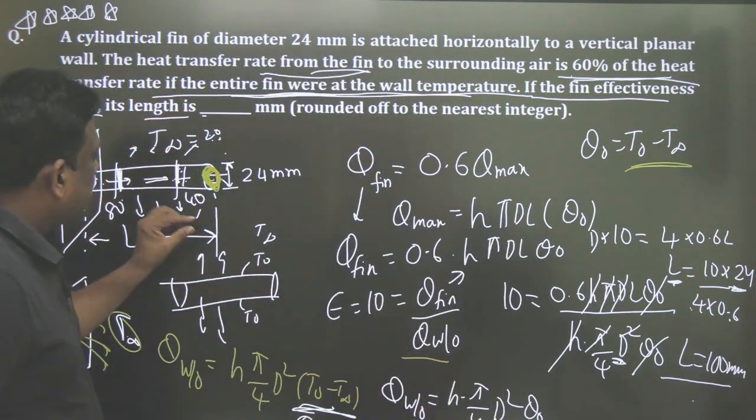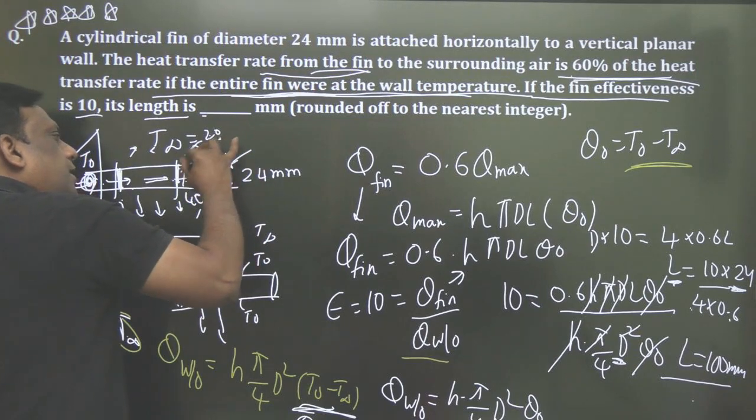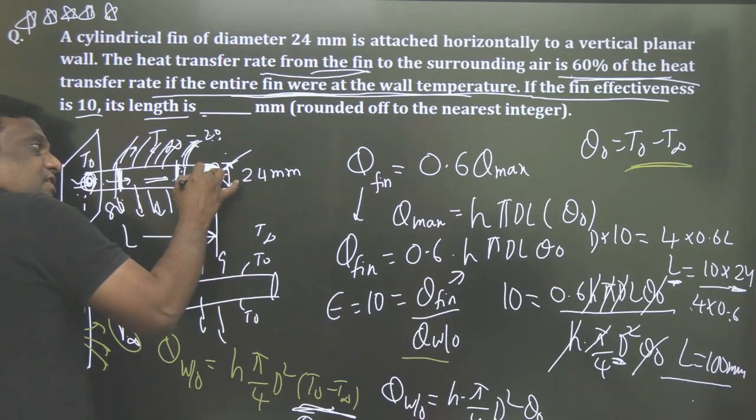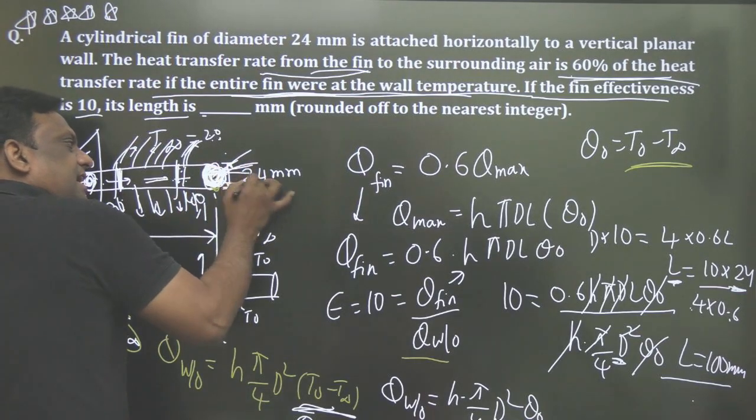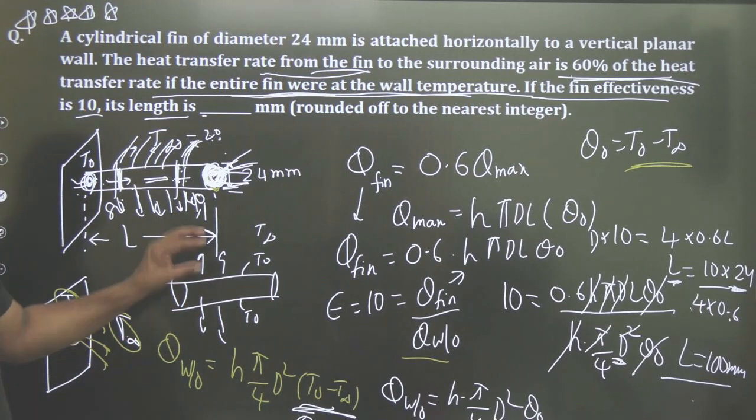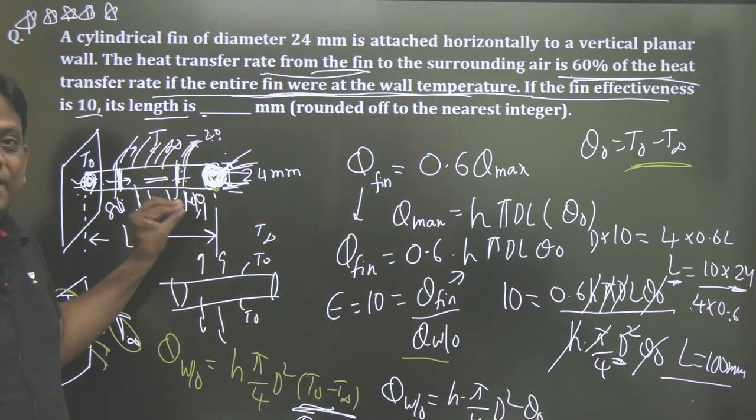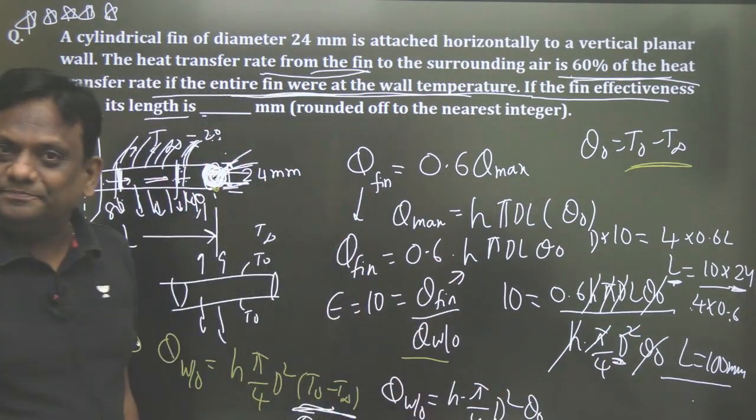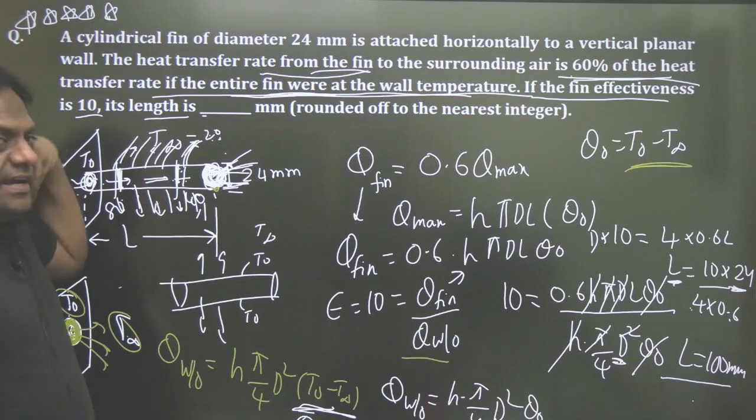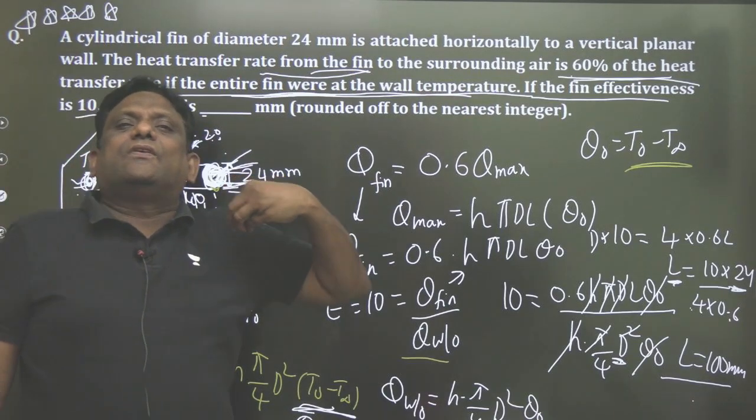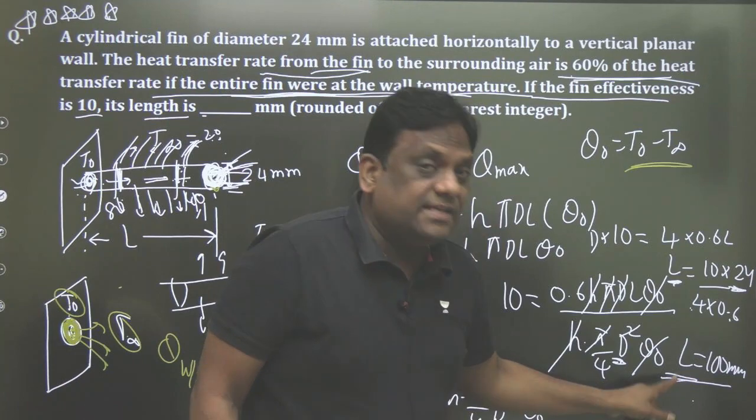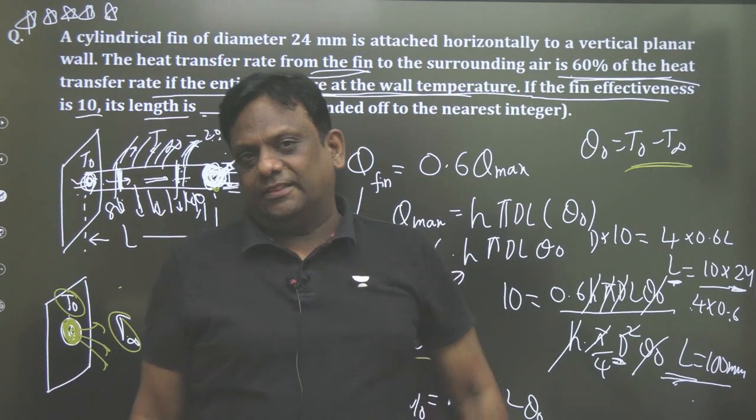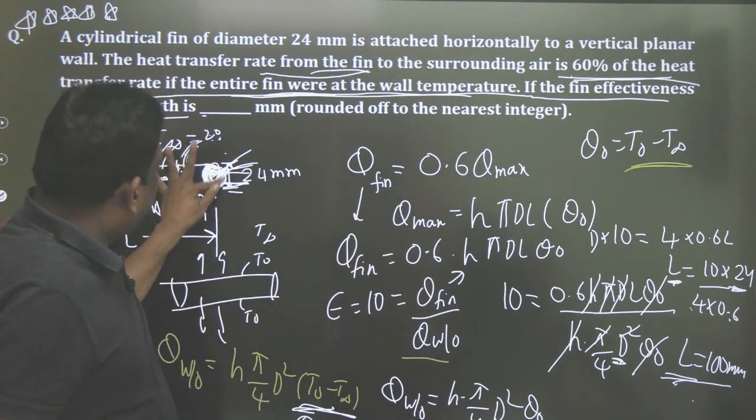You have taken only convection from this pi d L. You have not taken convection from this cross section. Convection from the tip you have neglected. That means when you neglect convection from the tip, whatever length you are getting is the corrected length. This is not the actual length, because you have neglected the heat transfer from the tip.